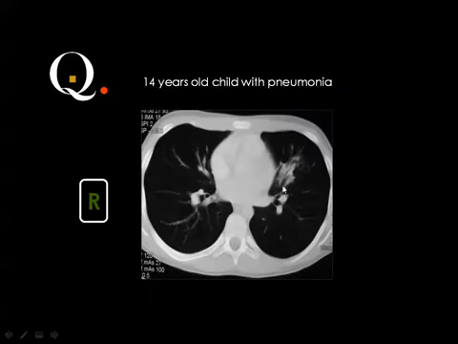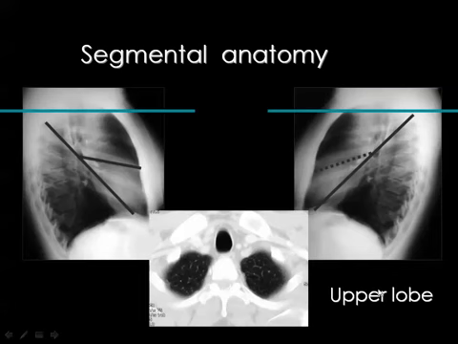And here you see a pneumonic patch, and now you are cutting at the level of the heart. Then the anterior third will belong to the lingula on the left and to the middle lobe on the right, and this is the lingula on the left side.